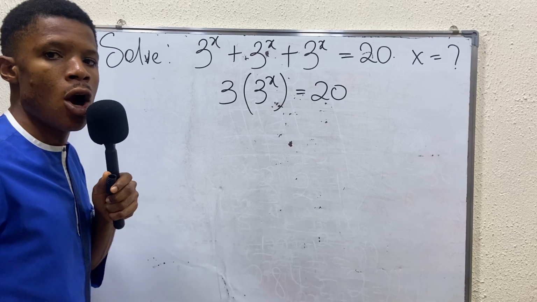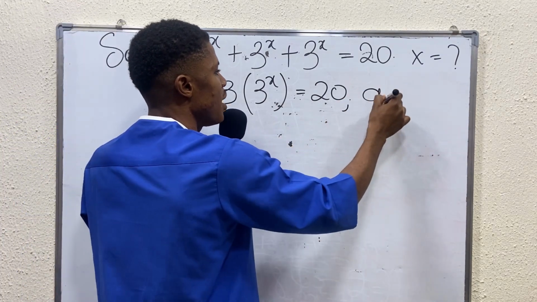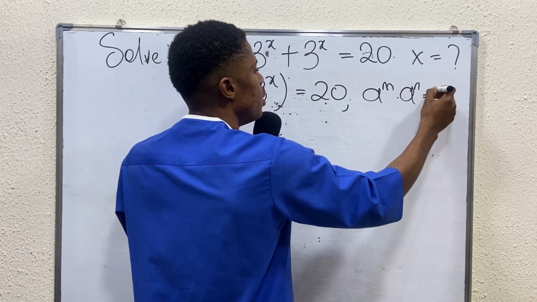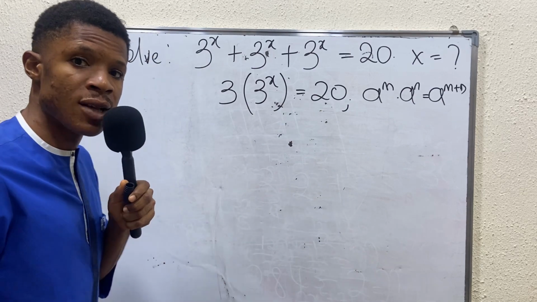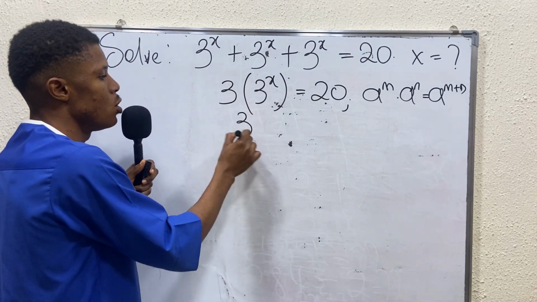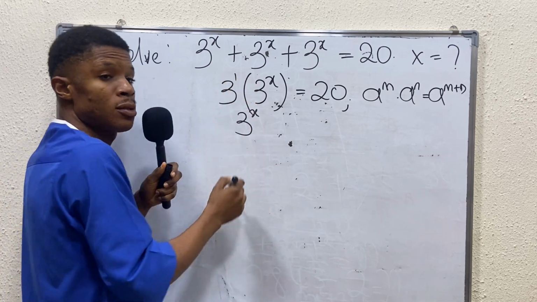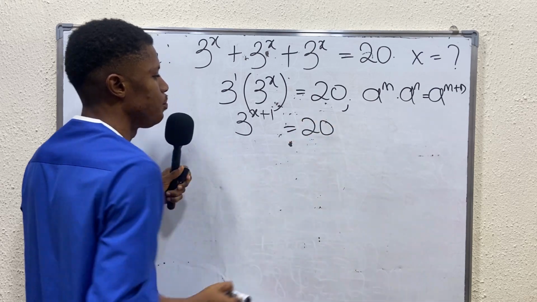Observe one thing. Since we have this 3, you remember in exponent that whenever you are multiplying in the same base, you simply add the powers. So if that's true, here we are multiplying in the same base, so we can add the powers. So this is basically 3 to the power of x plus 1. This is just power 1. Plus 1 is equals to 20.